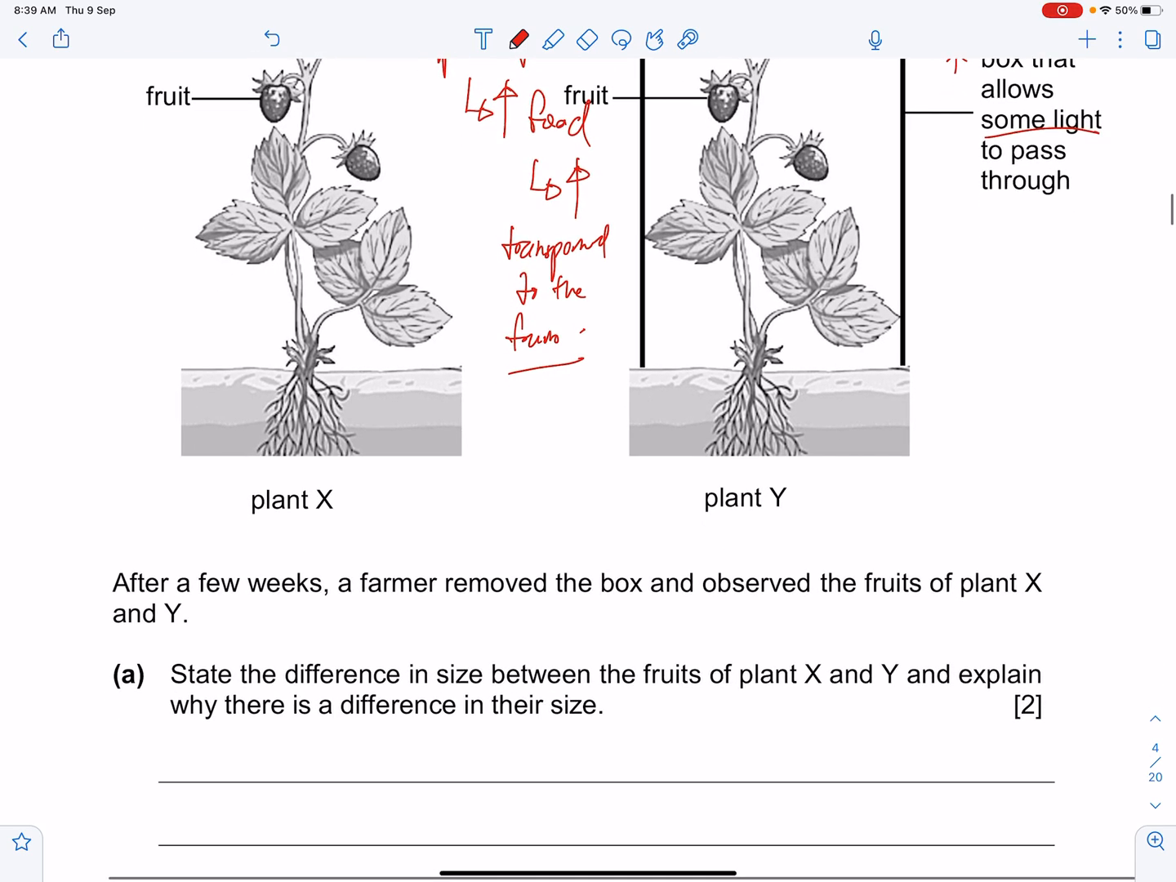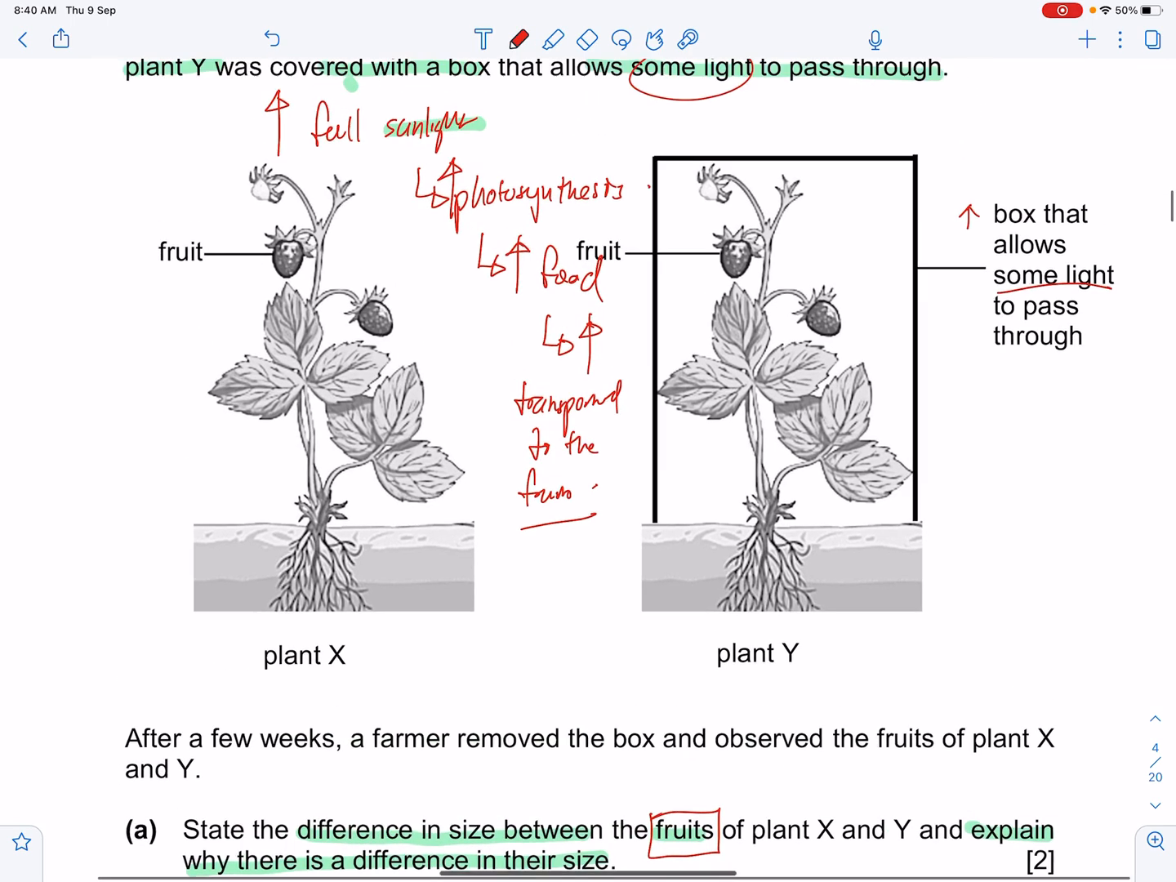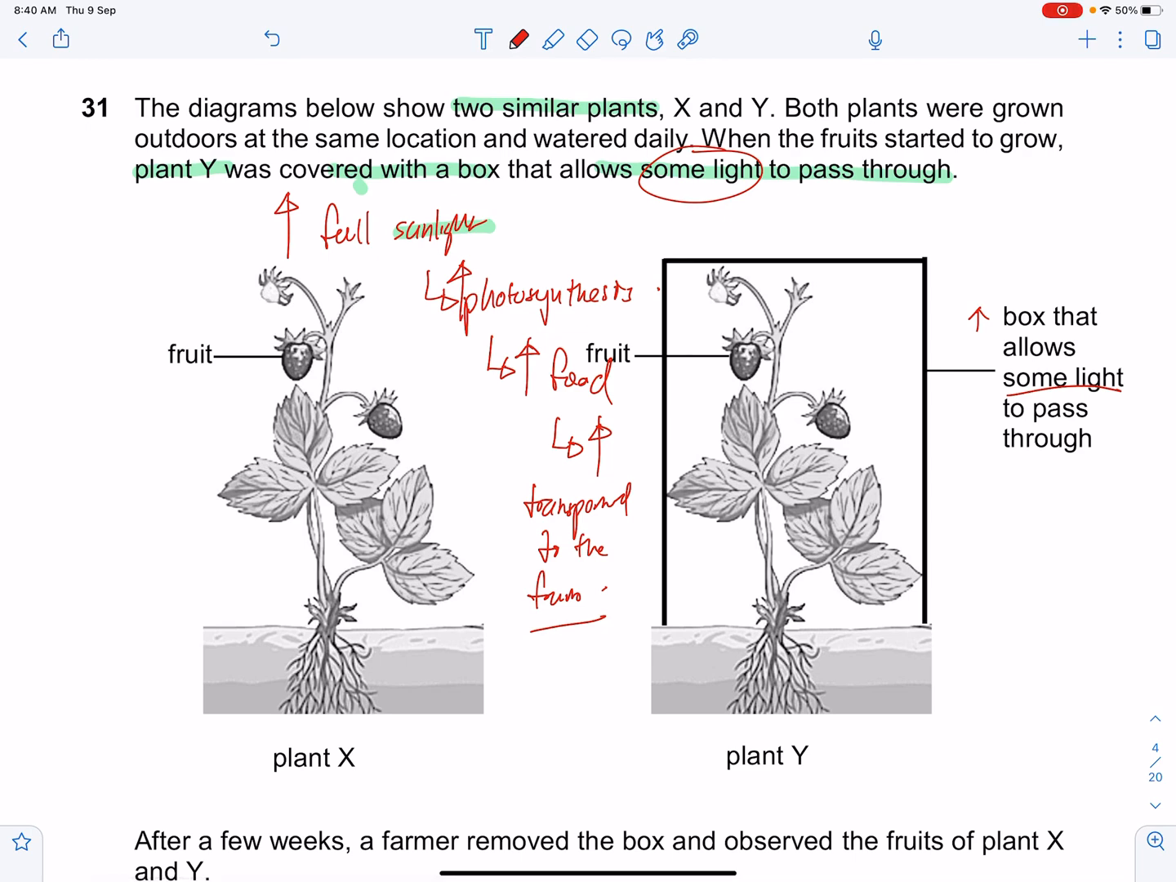So let's see. After a few weeks, the farmer removed the box and observed the fruits of plant X and Y. State the difference in size between the fruits of X and Y and explain why there is a difference in their size. So you see, they are talking about the fruits. Now, where does photosynthesis occur? Photosynthesis occurs in the leaves.